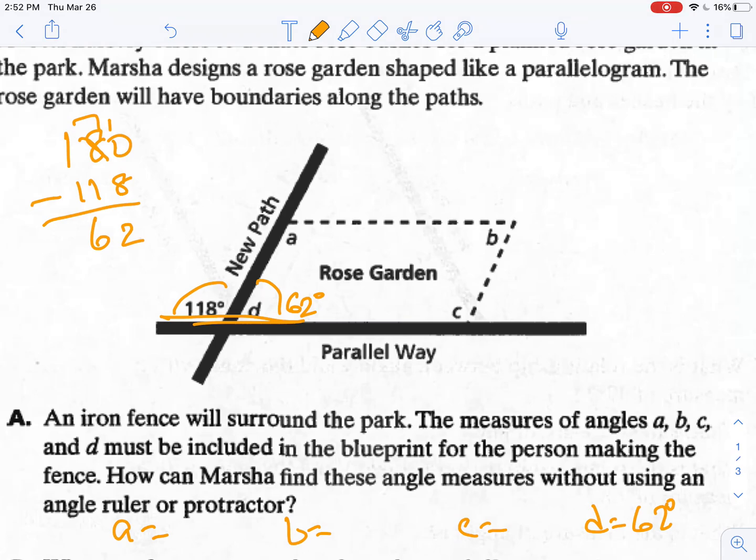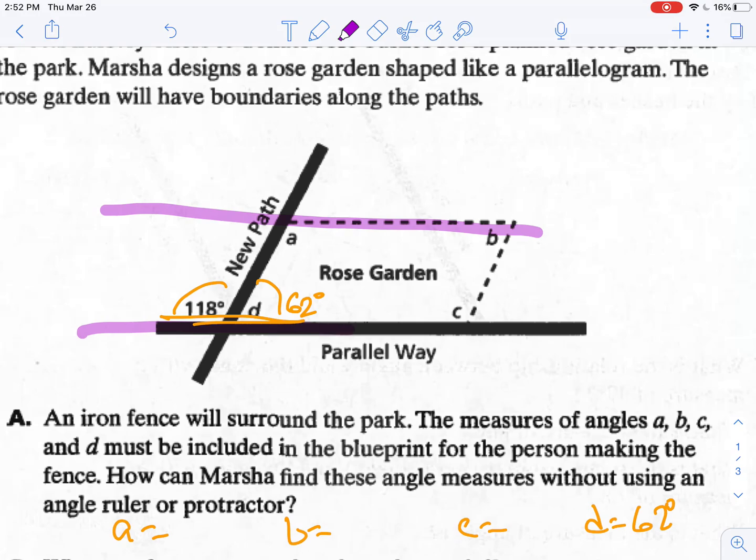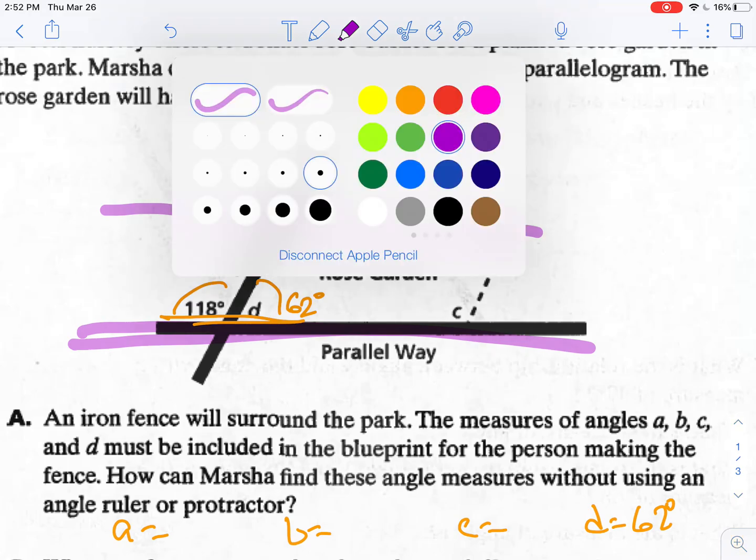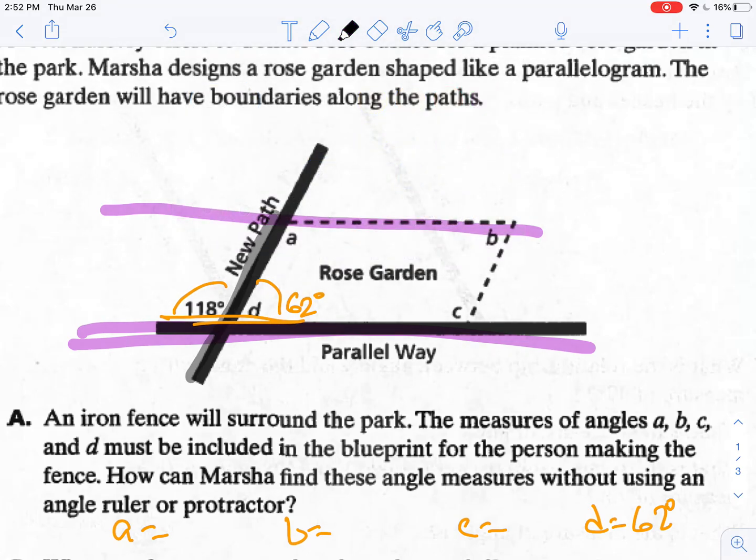All right, and then what we can do is we can think of parallel lines. So let me get rid of some of this stuff. Parallel lines. Hopefully you agree. Those purple lines right there are parallel. And the black line, let me just go for black. This black line right here is the transversal.